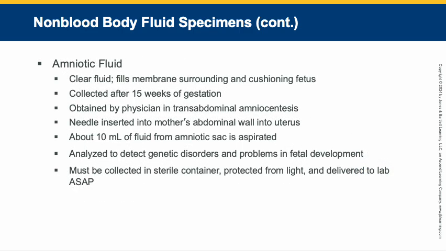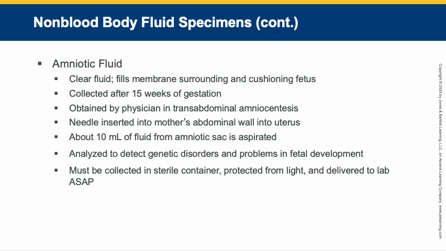Okay, let's move past urine now and talk about other fluids. One is amniotic fluid. This is the clear fluid that fills the membrane that surrounds and cushions a fetus in the uterus. If they are going to have an amniotic fluid drawn, it needs to be collected after 15 weeks of gestation and obtained by a doctor using a procedure called a transabdominal amniocentesis. That's the method.